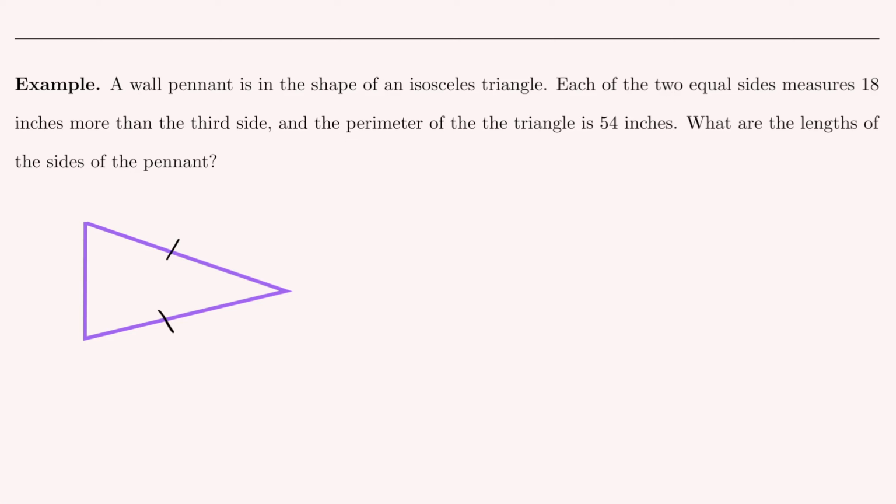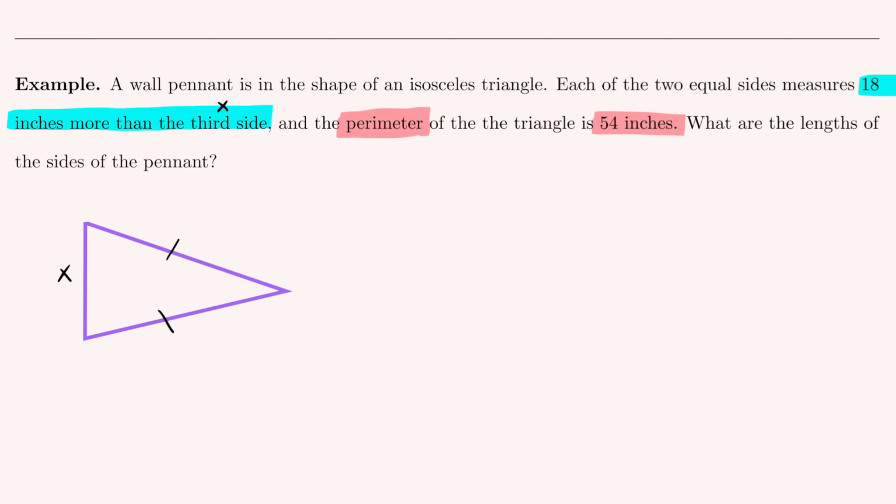We know that each of the two sides measures 18 inches more than the third side. We know the overall distance around the triangle, the perimeter, is 54 inches. And we're asked, what are the lengths of the sides of the pennant? My first idea is, since we don't know particularly the length of the smaller side length, and it's referenced in terms of giving us a relation to the other two side lengths, let's name that third side. The third side will be x. So this is my x in the picture.